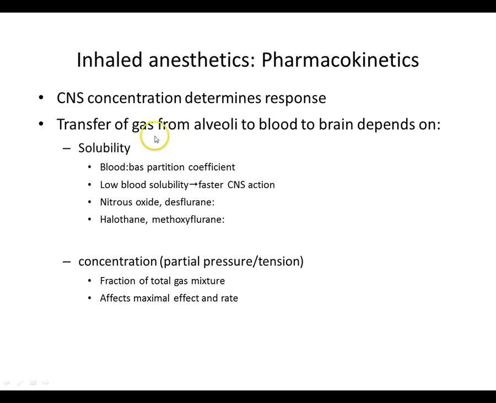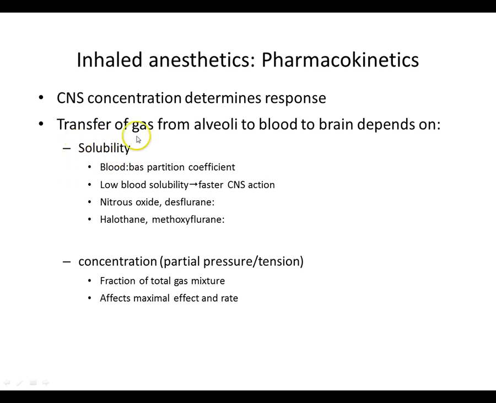So the transfer of gas from the alveoli in the lungs to the blood is going to depend on several features, and again we're going to want to pay attention to all these because we are very concerned with how quickly we will establish the general anesthesia. So we want to think about the speed of establishing analgesia and anesthesia. So again, it's the concentration in the central nervous system that will determine the anesthetized state, but we have to start first in the lung and then go through the blood to get there.